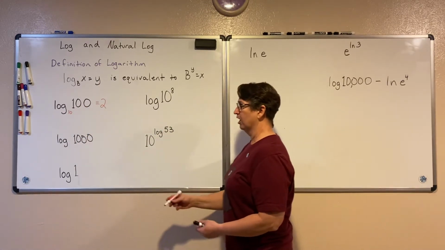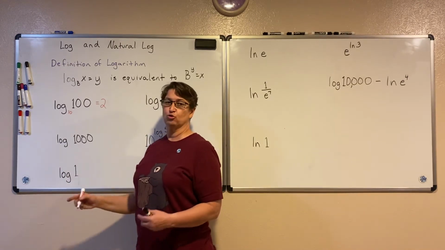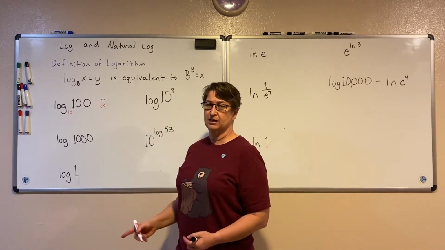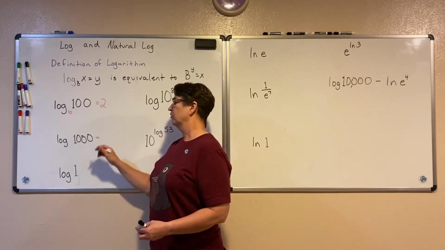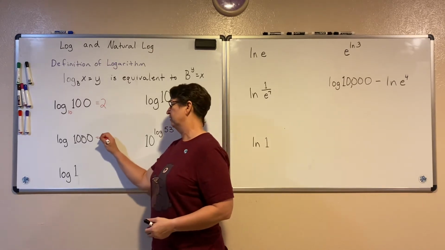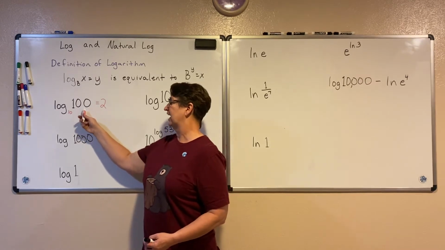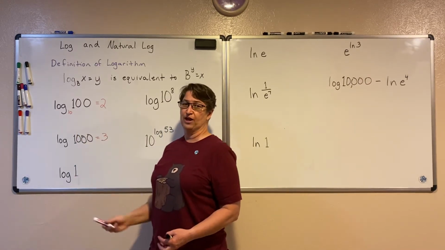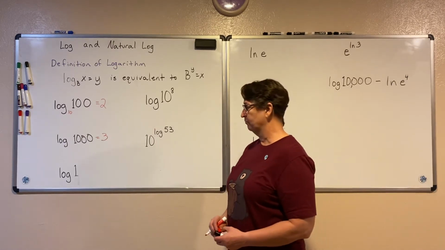Here I have log of 1,000. Again, there's no base written, so it's understood to be 10. 10 to what power equals 1,000? Well, 10 times 10 is 100, times 10 is 1,000. That's equal to 3. It's really nice because you really can just count the number of zeros that are there, and that tells you what power you're raising 10 to.